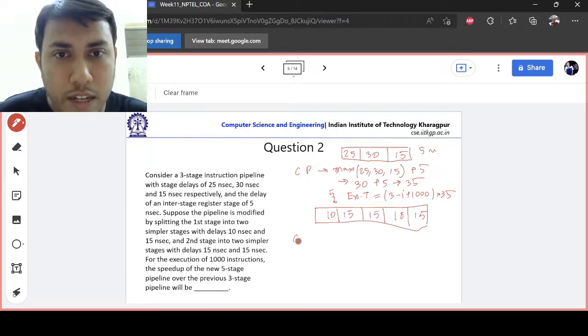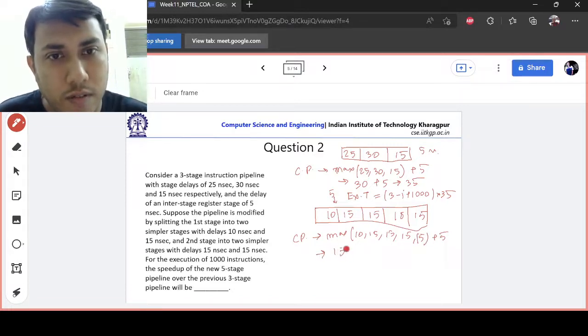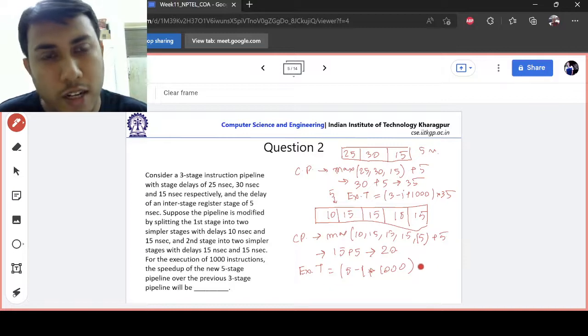And what is the clock period here? That is max of 10, 15, 15, 15, 15 plus 5. That is 15 plus 5, 20. And what is the execution time then? 5 minus 1 plus 1000. This formula comes from the previous one.